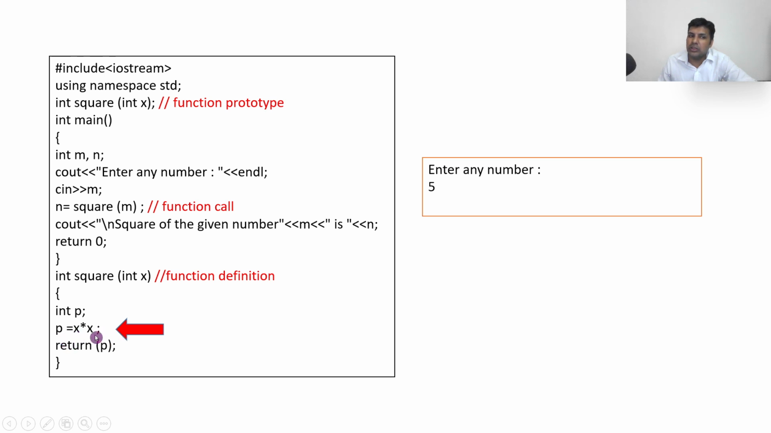Now p is equal to x into x, nothing but 25, and 25 will be passed to n, where it is storing. See, n is equal to function call. Now n will store the 25. Alright. Now what will it print next?